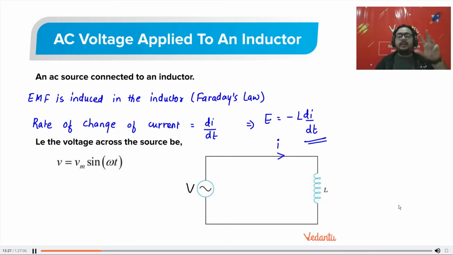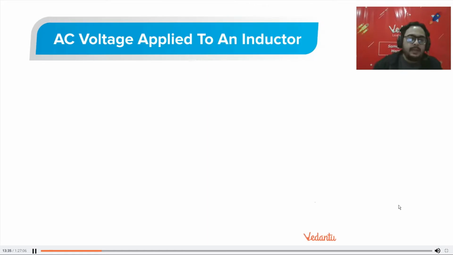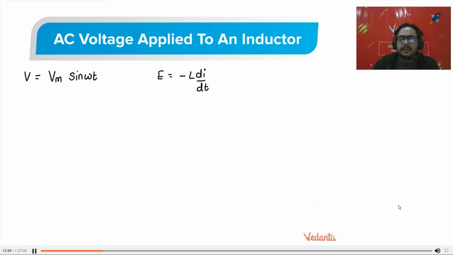Okay, self-inductance we studied a few lectures back. So this much EMF will be induced inside it. Let me derive it on the next slide. Whatever voltage we are applying, we are applying a voltage V as Vm sine omega t, and EMF is induced in the inductor, which is minus L di by dt.